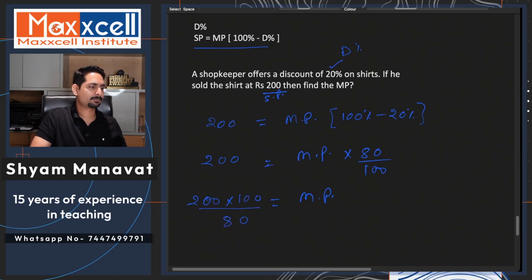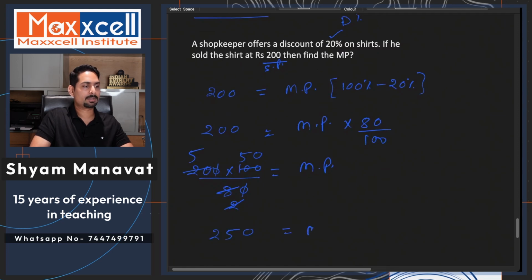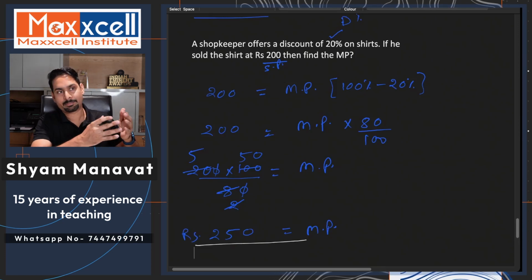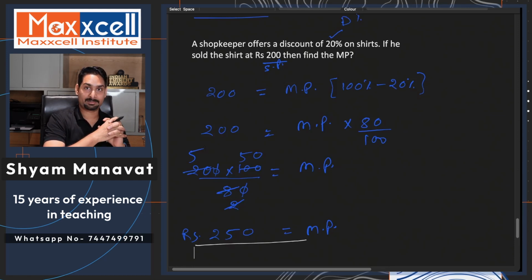Okay. 0, 0 cancel. You have 4 2s are 8, 4 5s are 20, 2 5s are 10, but 0. So 250 rupees. So the shirt's mark price is supposed to be 250 rupees. Only then, after applying the 20% discount, will he be able to sell the shirt at 200 rupees.